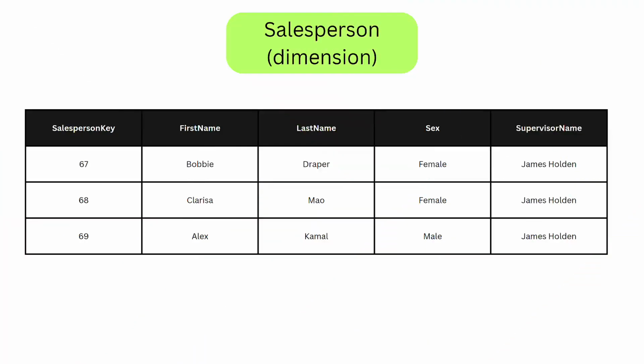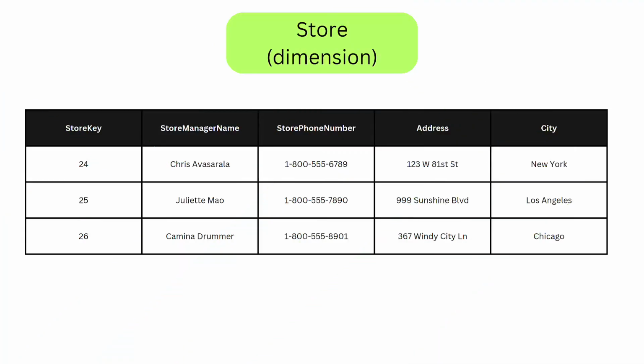In the salesperson dimension table, you'll find the first and last name of our salesperson, their sex, phone number, and email, as well as perhaps that same information about their supervisor. And the grain of this table is 1 row per salesperson. In the store dimension table, you'll probably find the store number, the name and contact info of the store manager, its physical address, its mailing address, its business hours, and so forth, and all of that being stored at a grain of 1 row per store.